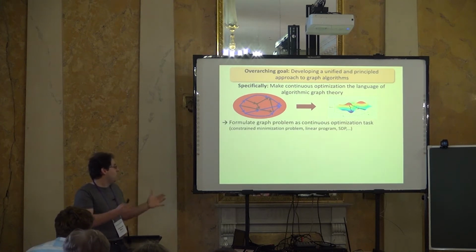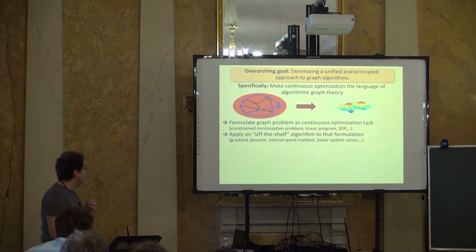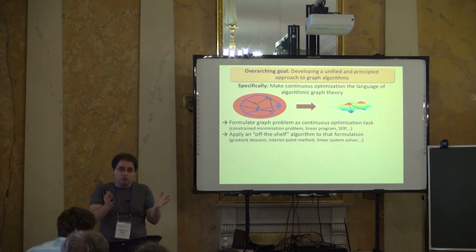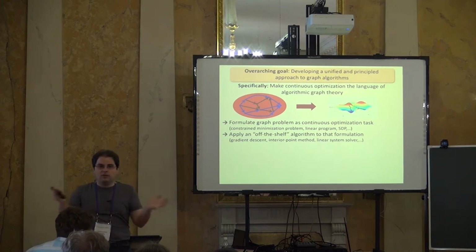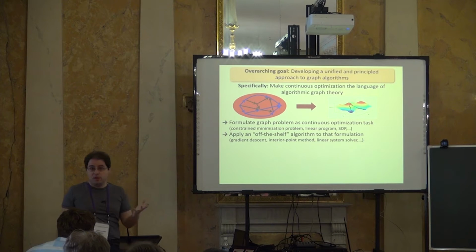So you take a graph problem and formulate it as a continuous optimization task, maybe an LP or a constrained minimization problem or an SDP. Then this is the really nice part: once you have an LP, we know what the off-the-shelf algorithms to solve LPs are. This is an extremely well-studied problem. So once we do the translation, we immediately know what the algorithm is. We don't have to be smart here.